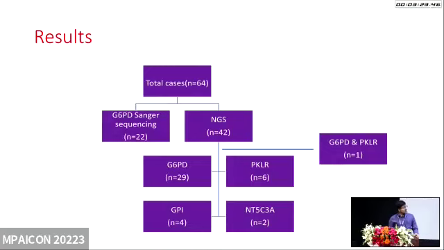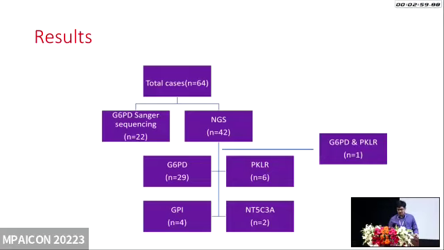So these are the results. A total of 64 cases, out of which G6PD by Sanger sequencing was positive in 22. On NGS of 42 cases, 29 were G6PD positive, 6 cases were pyruvate kinase deficiency, 4 were GPI deficiency, and 2 cases were pyrimidine 5 nucleotidase deficiency, and 1 case had digenic mutations, which included G6PD and PKLR.